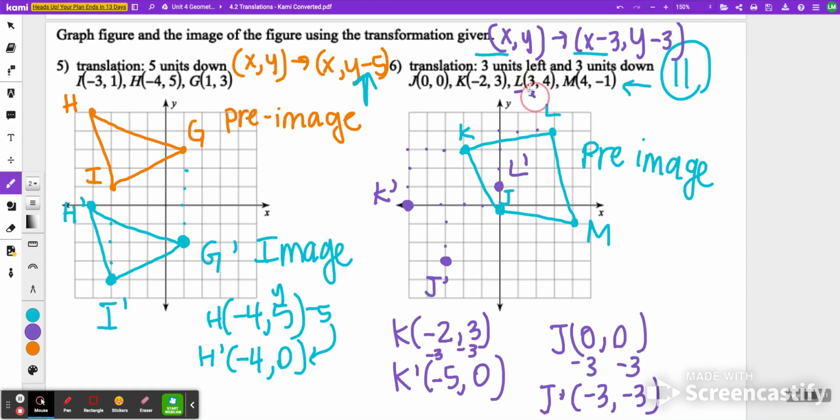Again, if I minus 3 from both of these, that means L prime is at 0, 1, and it is. M prime, if I minus 3 from both of these, I should get 1, -4. Here we go. 1, 2, 3, down 1, 2, 3. And M prime is at 1, -4. Go ahead and connect your points, and you should see that your figure is the same. You've just slid it down and to the left.